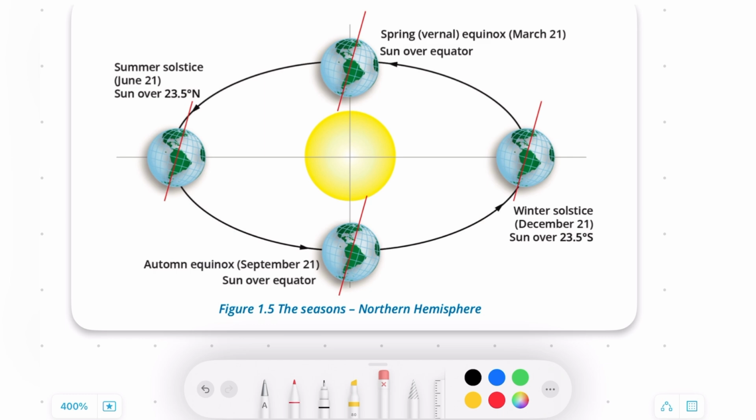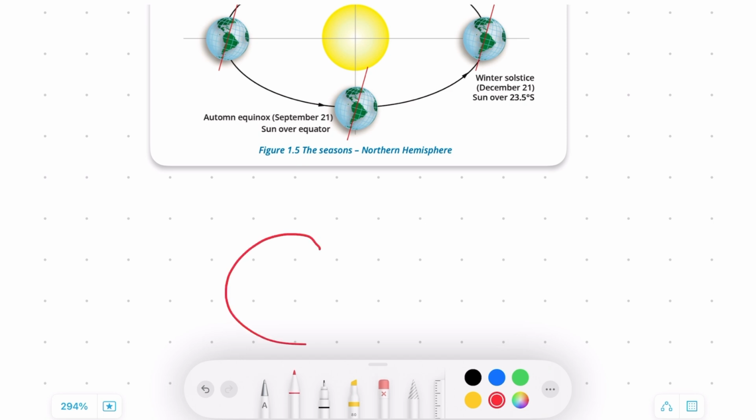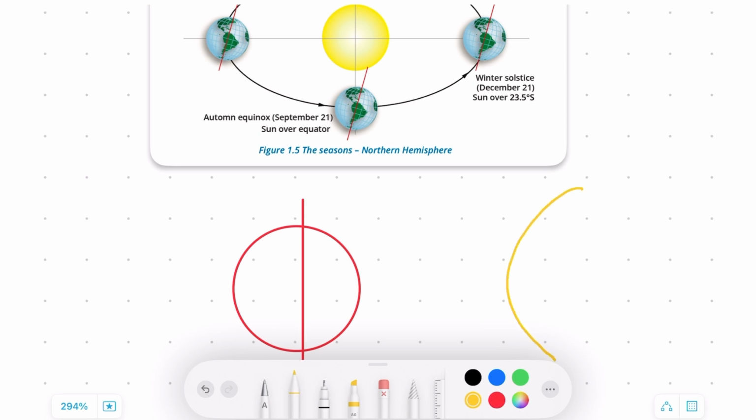Because the Earth is not exactly straight, it is at an angle, right? We spoke about this. The Earth is at an angle, it's not exactly straight. The Earth's axis is at a slight angle. And how much is this angle? This angle is equal to 23.5 degrees. So if you think about it, let's take a moment and draw something. If the Earth was straight, and we had the sun here, then what would have happened?